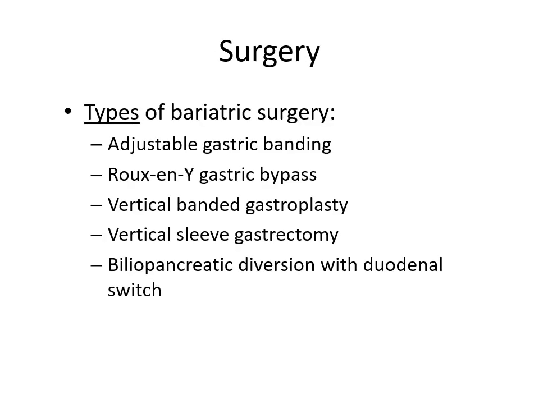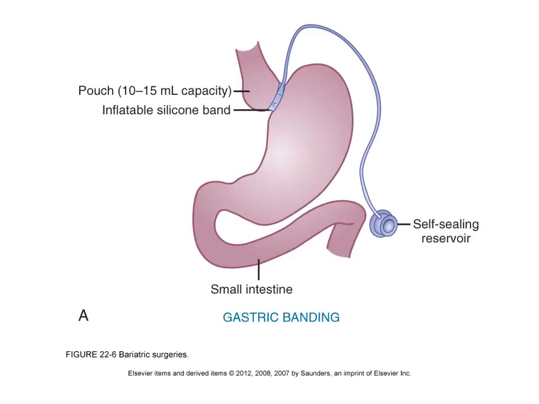So looking at the different types of surgical options, there's the adjustable gastric banding, Roux-en-Y gastric bypass, the vertical banded gastroplasty, vertical sleeve gastrectomy, and biliopancreatic diversion with duodenal switch. So first we'll take a look at gastric banding, or the lap band, and here you can see an example of how that band is placed on the stomach.